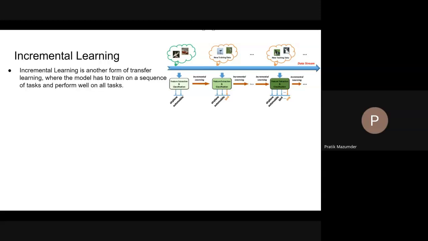When I say tasks, for each task I introduce one new class, or say two new classes, something like that. So a task is a set of classes and their associated training examples. And the model has to perform well on all the tasks.